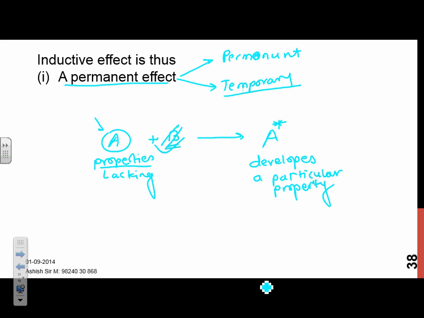It's not the nature of A to develop that property. A develops it because B is there. In detail, I'm going to talk to you about this in this lecture itself, but let me finish this topic. Permanent is always present there. The meaning of permanent is always present there.